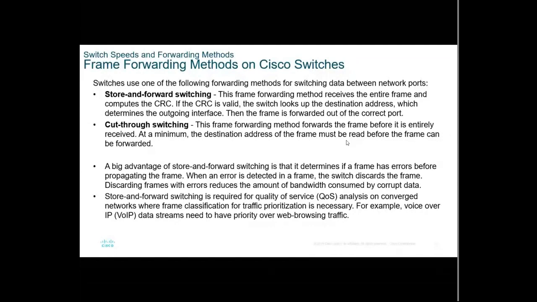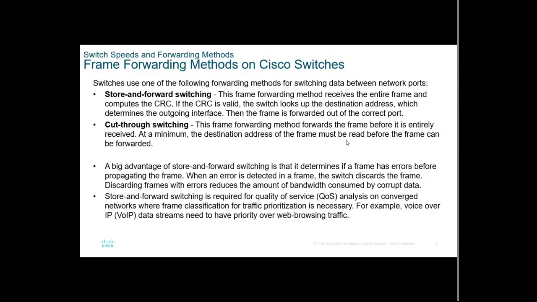I don't have to wait for all of that. I don't have to store all of that in memory. I just have to look at the first bit of the header to work out the destination MAC address, look it up, and then I can forward it. So this frame forwarding method forwards the frame before it entirely receives it. At a minimum, the destination address of the frame must be read, which is just right at the start.